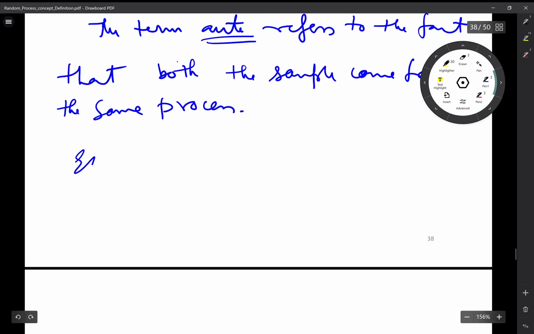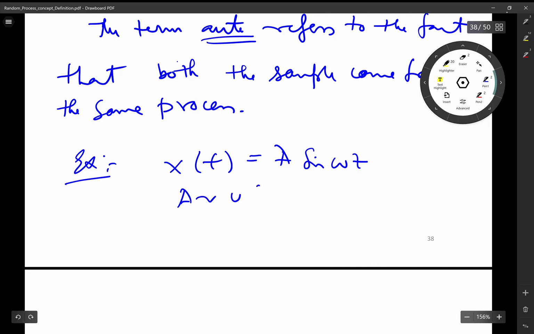So the example is, the previous example, x(t) equals A sine omega t, where A is from a uniform distribution of 0 to 1. And then what will be our Rxx?